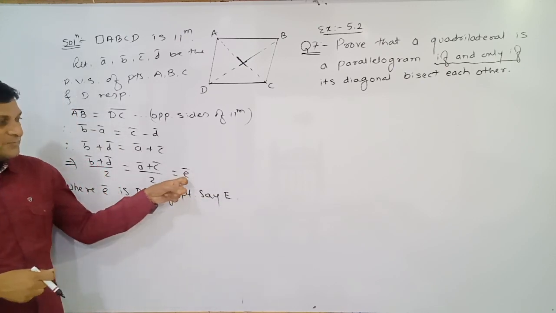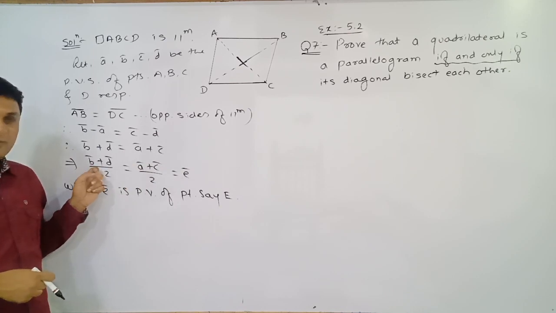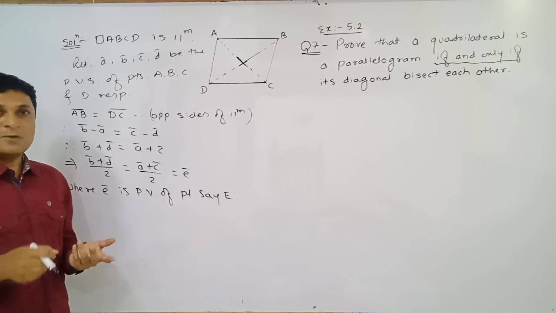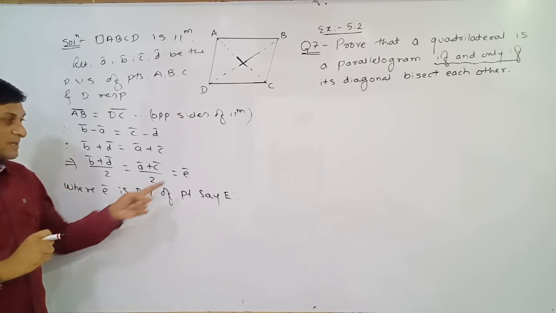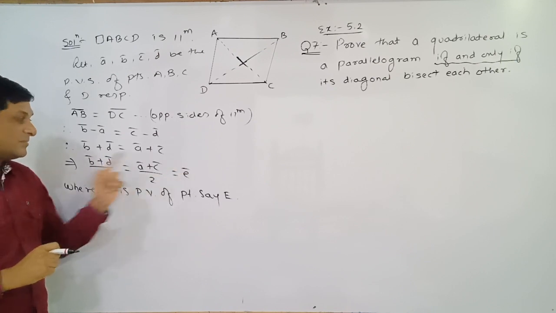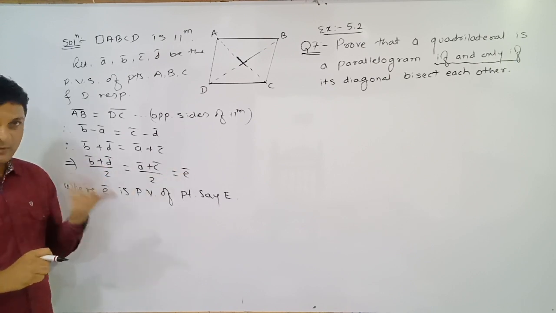Now, if we consider the first value of E bar, what is it? B bar plus D bar upon 2. Such a result we are getting by applying the midpoint formula. So what is our conclusion? If E bar is equal to (B bar plus D bar) upon 2, it means E is the midpoint of which segment? BD, applying the midpoint formula.